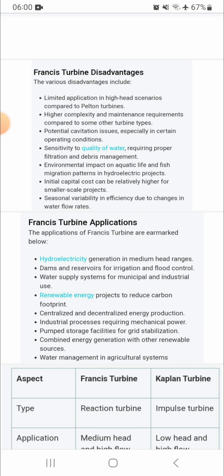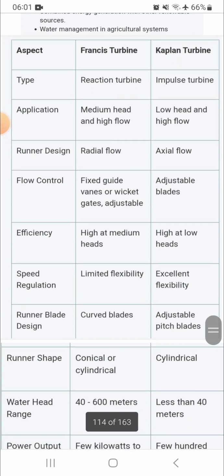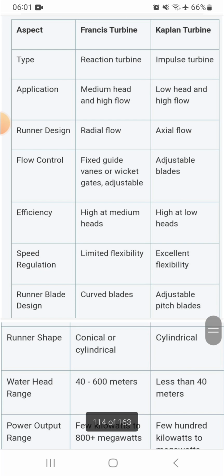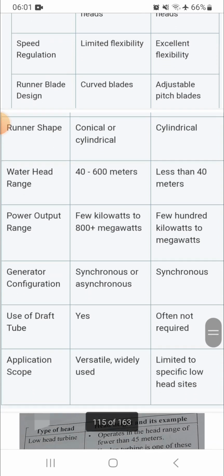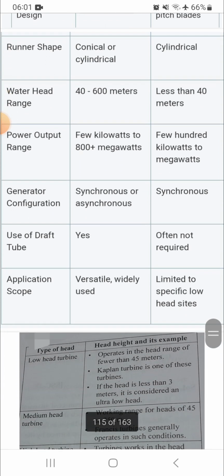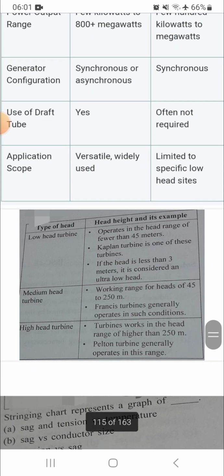Francis turbine applications are hydroelectricity generation in the medium head range, dams and reservoirs for irrigation and flood control, water supply systems for municipal and industrial use, and renewable energy projects to reduce carbon footprint. Aspects: there is the Francis turbine and the Kaplan turbine, reaction type, and the impulse turbine. Applications are given: runner design, flow control, efficiency, speed regulation, runner blade design, runner shape, water head range, power output, generator configuration, use of draft tube and application scope.